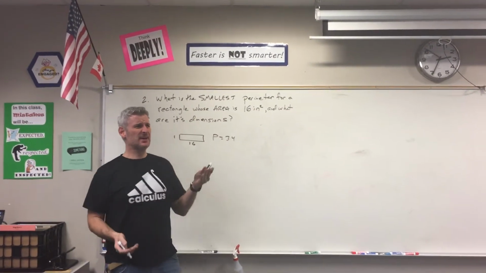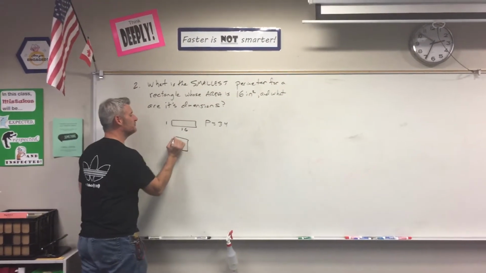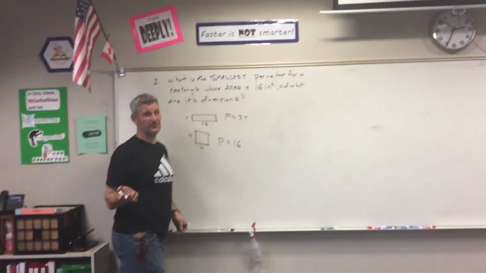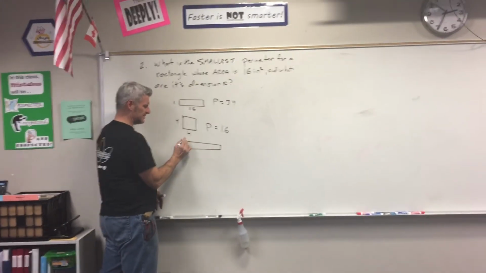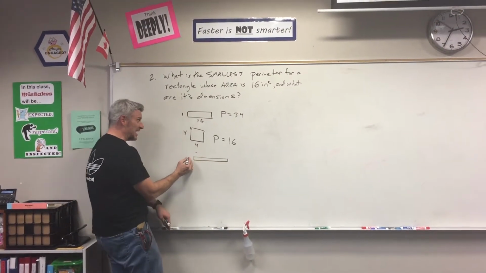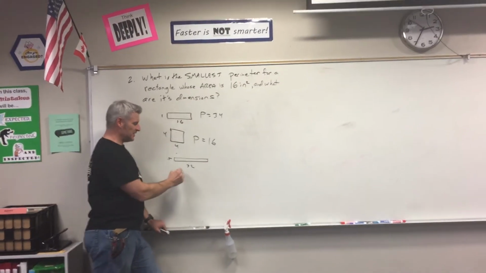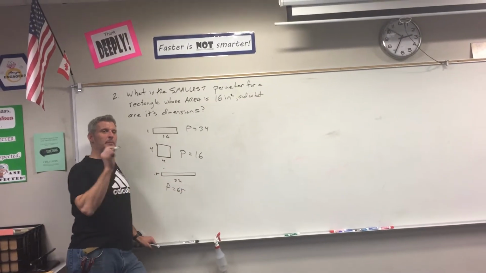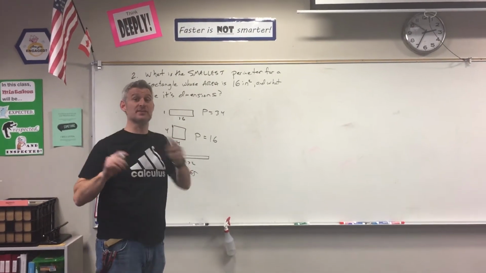But what if somebody else said it could be 4 and 4? If it's a 4 and 4, my perimeter is 16. That's smaller than 34. But you could even make a super long one, not proportionate, like a half by 32. It still has an area of 16, but it has a perimeter of like 65. Way too big. I want to minimize my perimeter, because maybe I'm making it out of super expensive material or something like that.